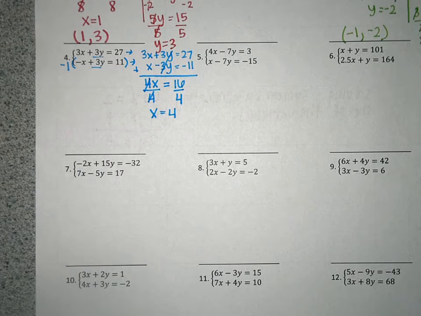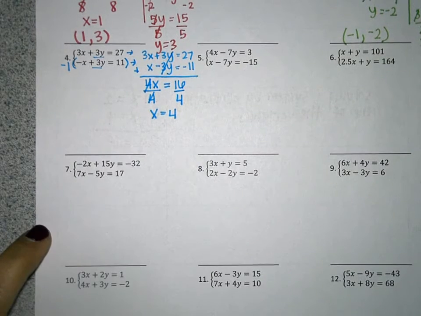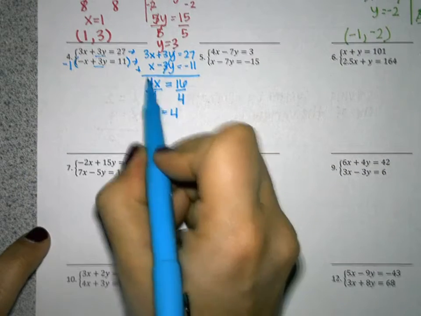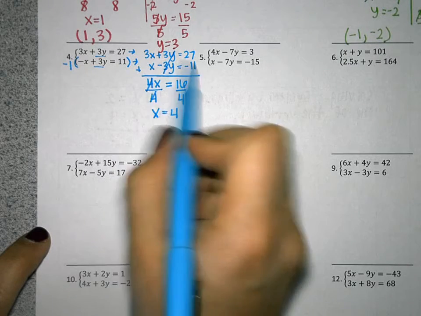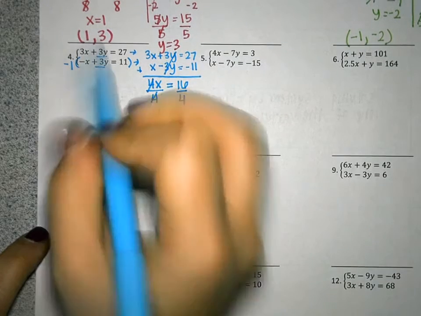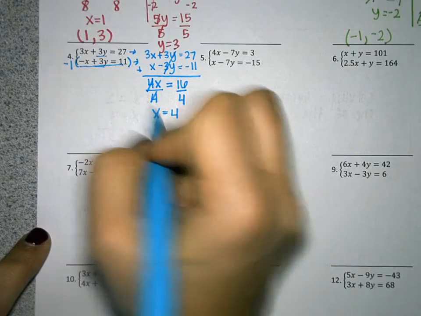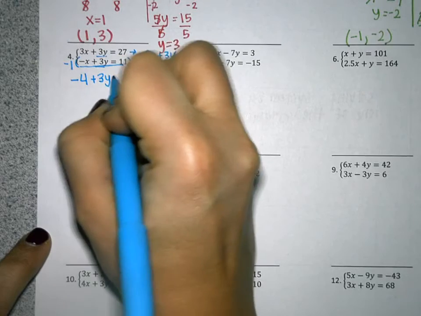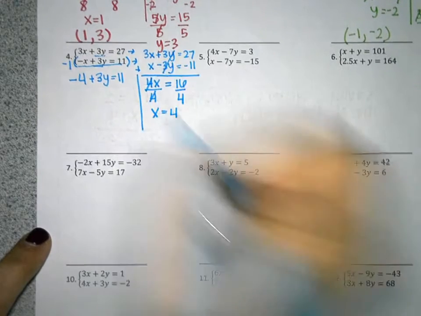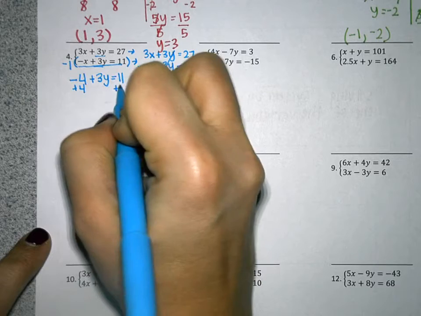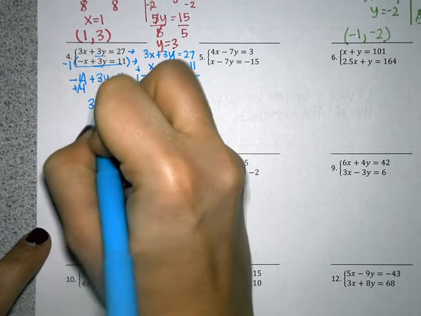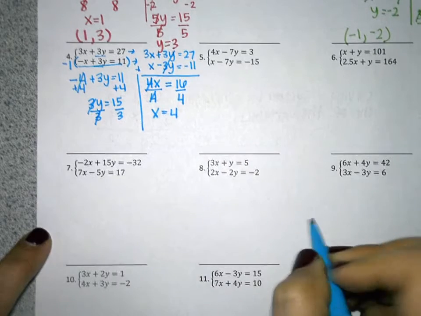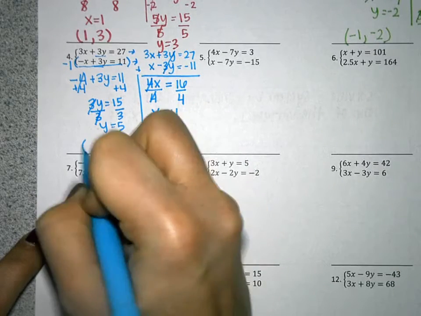So when I plug that back in, you can plug in your found value to this first equation, to the original second equation, or even to the new equation after we multiplied by -1. I'm just going to plug it back into the original. So that's going to be negative x, which is 4, plus 3y equals 11. I'm going to add 4 to both sides. So 3y equals 15, and then divide by 3. And I get y equals 5. So my ordered pair is 4, 5.